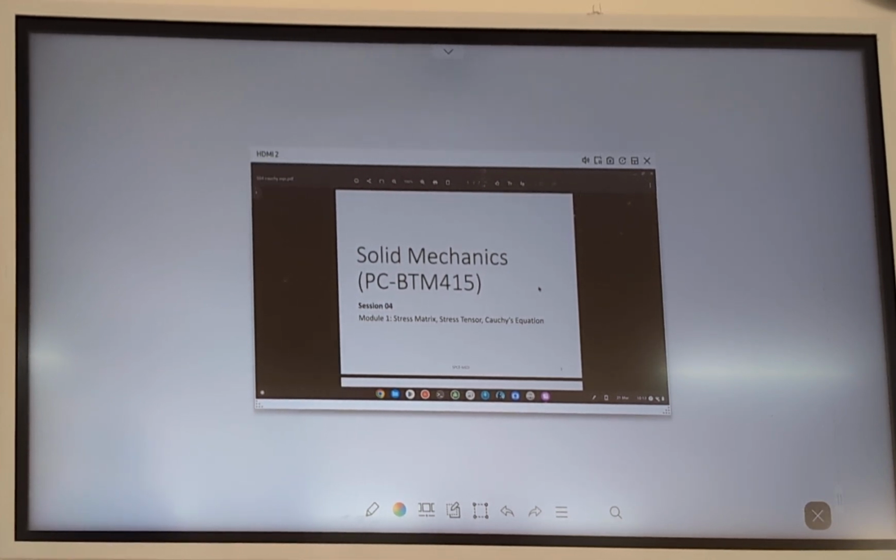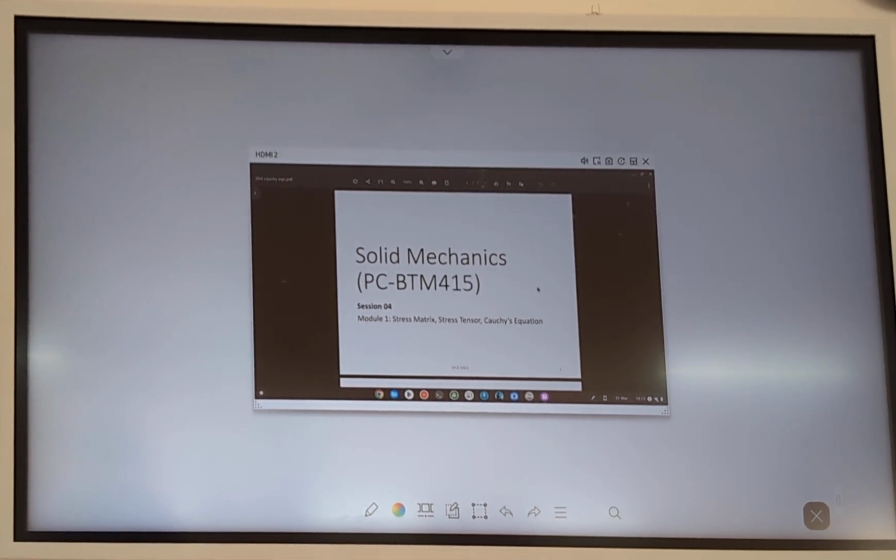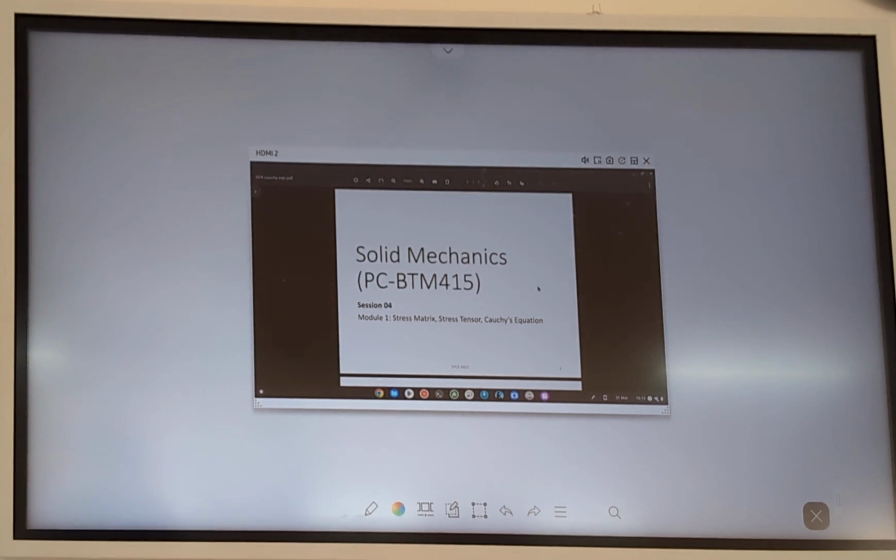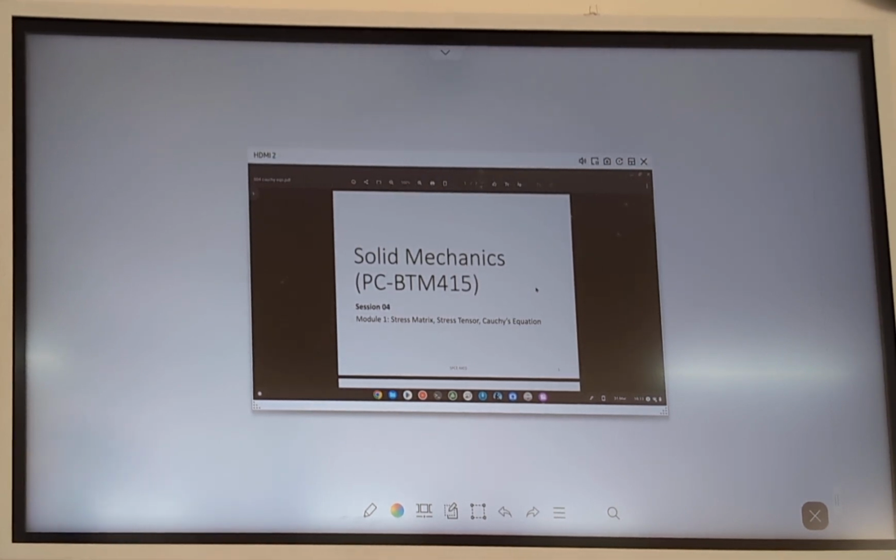Now, today we will prove that these three components are sufficient to determine stresses in any arbitrary plane. That is, from the stress matrix, that is the traction vectors on the x, y, z planes, we can calculate the traction vector on any arbitrary plane which is having any arbitrary direction. So that is what we will prove today, and also we will solve a numerical problem based on that.